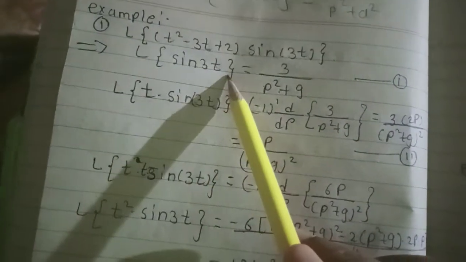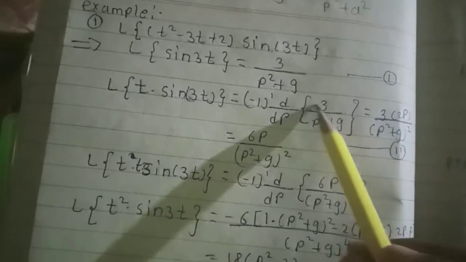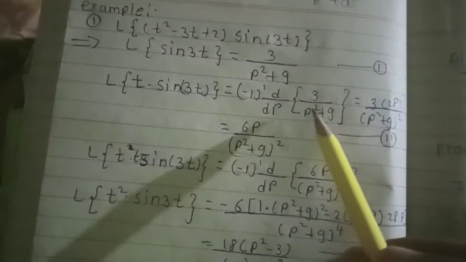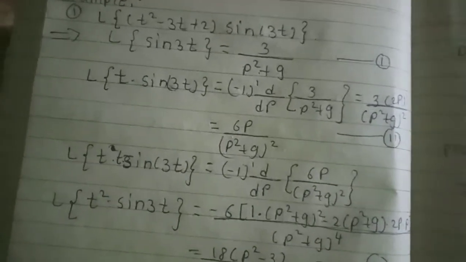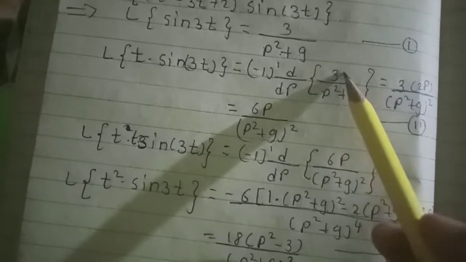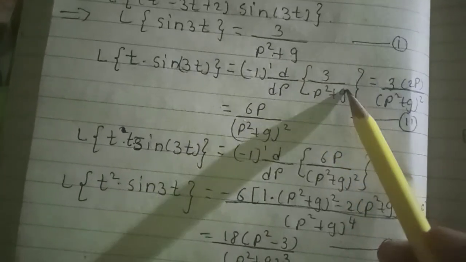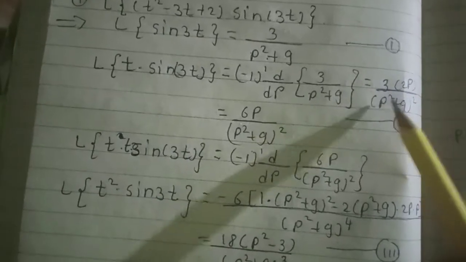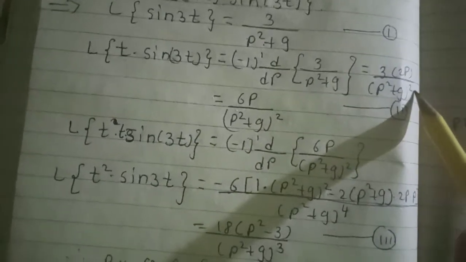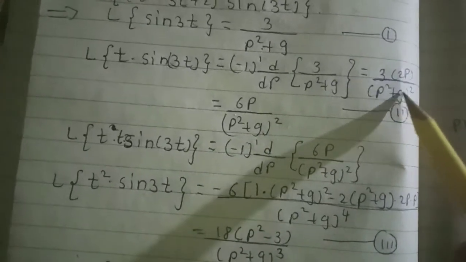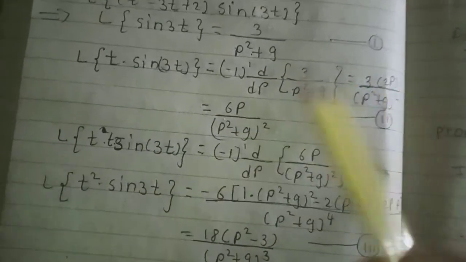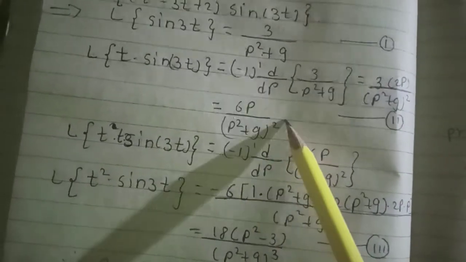the derivative of this function, which is 3 by p square plus 9. So we know the derivative of p square plus 9 is 1 upon (p square plus 9) bracket square, into the derivative of p square, which is 2p. Here 9 is constant, so its derivative is 0. So 3 into 2 is 6p divided by (p square plus 9) bracket square.